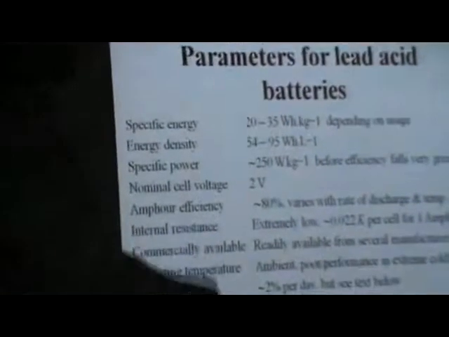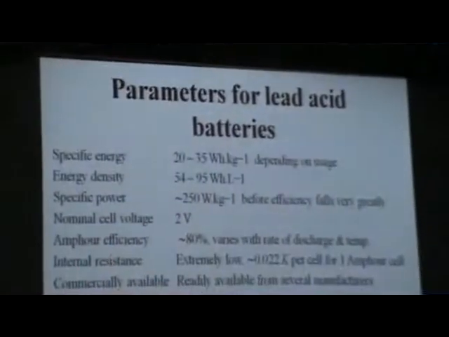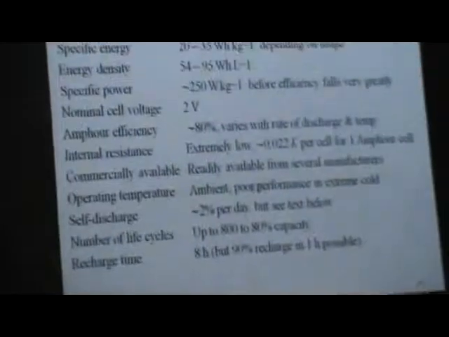Then you have to see the previous charging, discharging and full charging. According to all these things, you have to consider the parameters for lead acid batteries: specific energy density, specific power, nominal cell voltage, ampere efficiency, and internal resistance. It is a standard one, a weighted standard one. According to this standard, we are going to design the battery.